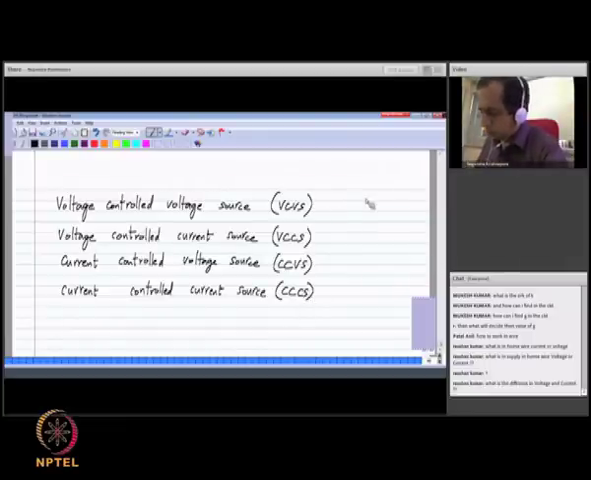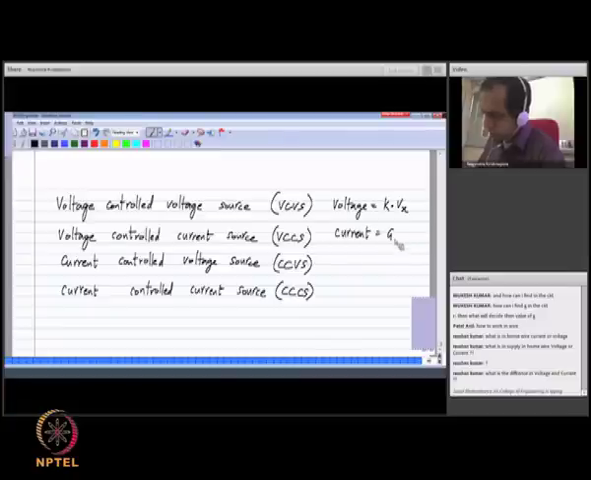A voltage controlled voltage source gives a voltage equal to K times Vx, where Vx is some voltage in the circuit. A voltage controlled current source forces a current G times Vx, where Vx is some voltage in the circuit. A current controlled voltage source provides a voltage across its terminals, which is some R times Ix, where Ix is some current in the circuit. Similarly, a current controlled current source forces a current through it, which is K times Ix.